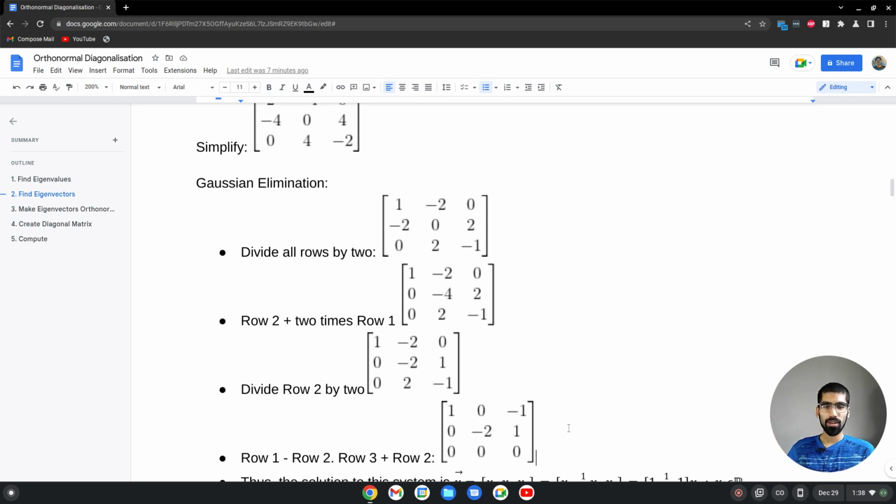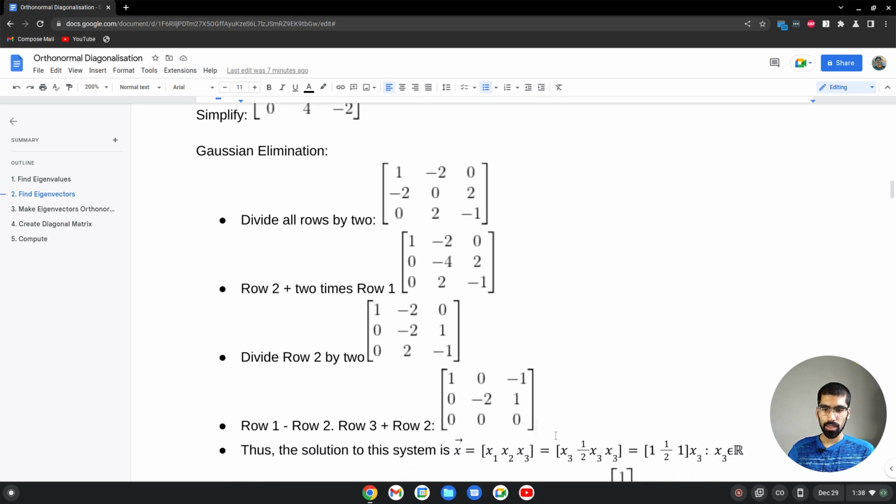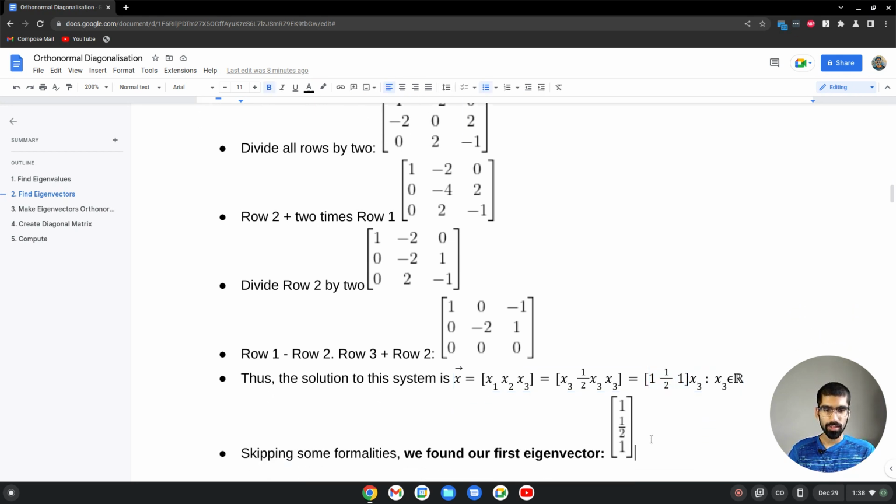So now that I have the row echelon form, I can convert that into a solution. So I see that there's a free variable in column 3, which is x3, and the other entries, x1 and x2, are defined in terms of x3. So I just replace those with whatever equation alongside x3 I can read, and factor out the x3, and this gives us our first eigenvector. Progress.